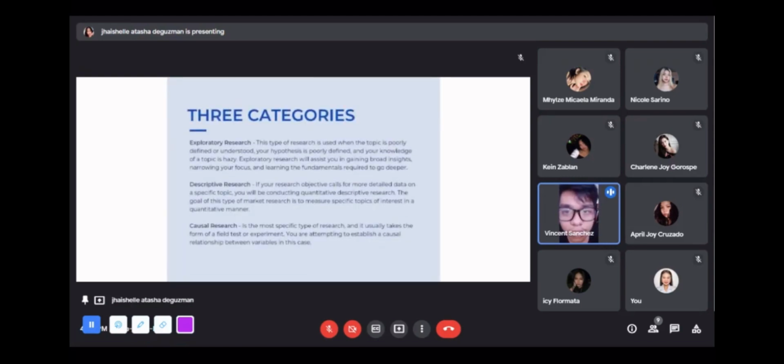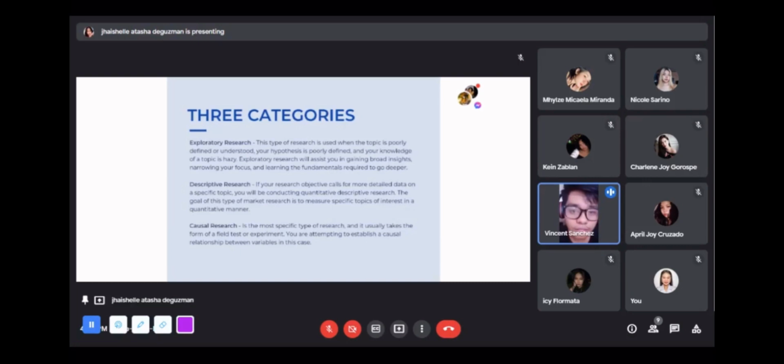The nature of the data you are attempting to collect will influence your choice of research instrument. There are three categories to consider. First, exploratory research. This type of research is used when the topic is poorly defined or understood, when the hypothesis is poorly defined and your knowledge of the topic is hazy. Exploratory research will assist you in gaining broad insights, narrowing your focus, and learning the fundamentals required to go deeper. Secondary research, focus groups, and interviews are common exploratory market research techniques. Exploratory research is a type of qualitative research.